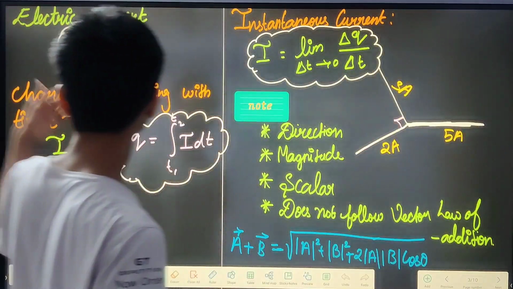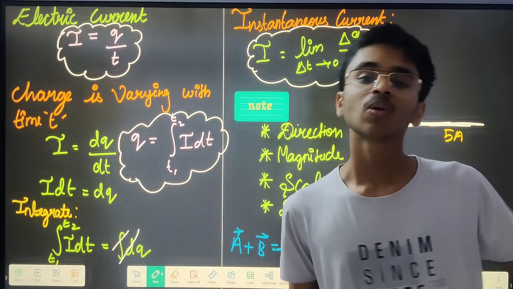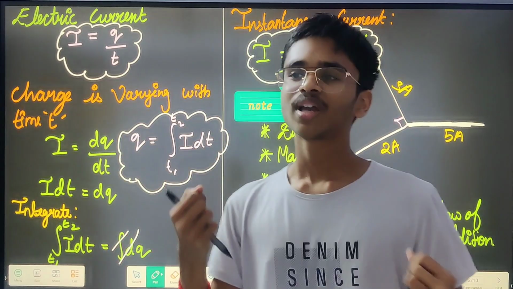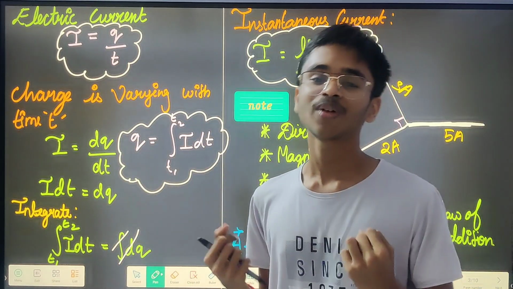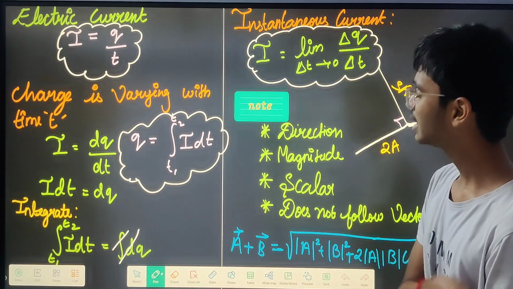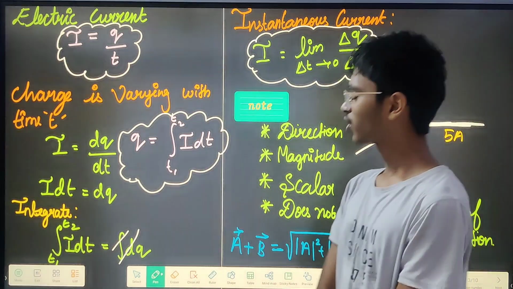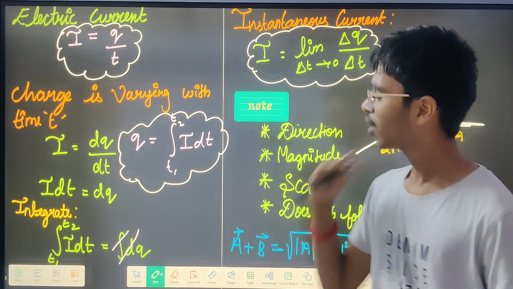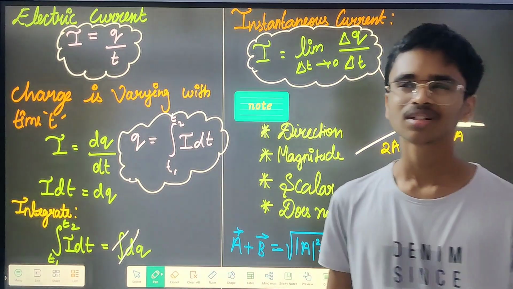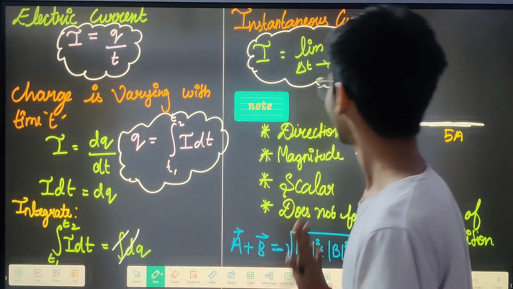Then over here, I is equal to Q by T, Q is equal to IT. So if you have the potential, if you have the charge, that means if you have the energy, you can work it out. Q is equal to IT, in place of varying time. For example, time is varying and the charge is also varying with that time. This is not that clear, but somehow I've said it. You can just check it out.